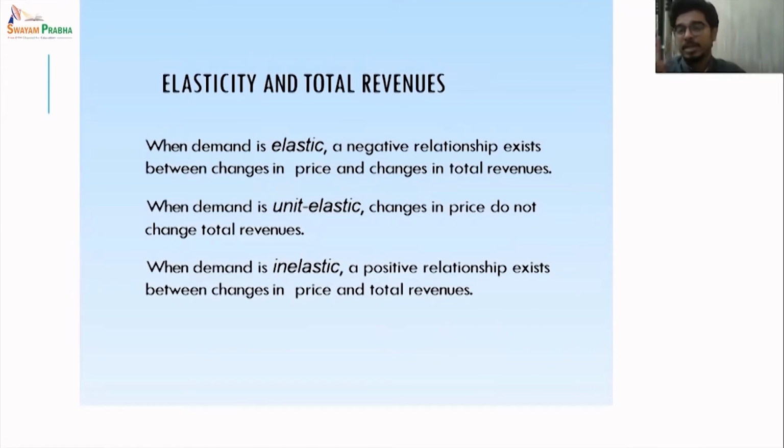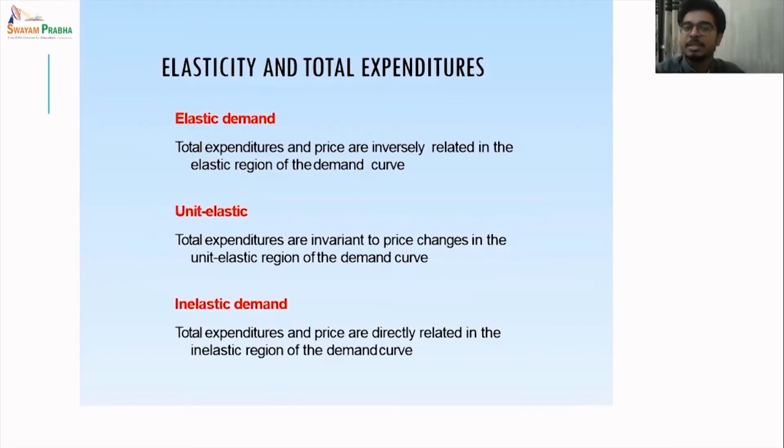That means when there is an elastic demand, a price rise causes a fall in total revenue. So the same thing we observe for consumers. A price rise causes a fall in total expenditure, right? Total expenditure and price are inversely related. So when the price rises, my total expenditure falls. When price falls, my total expenditure rises.